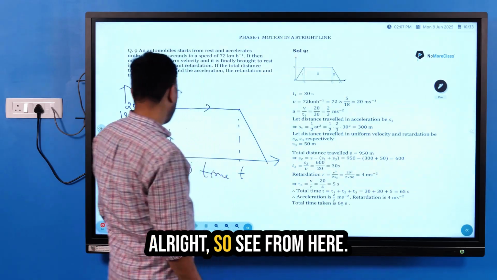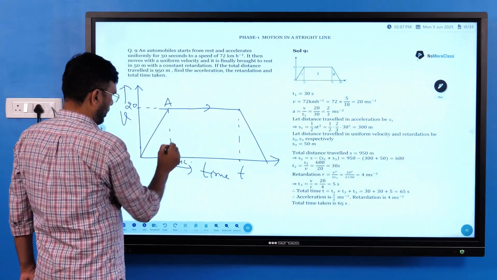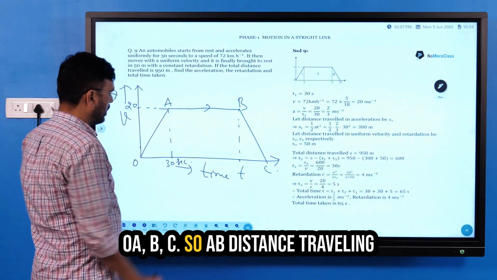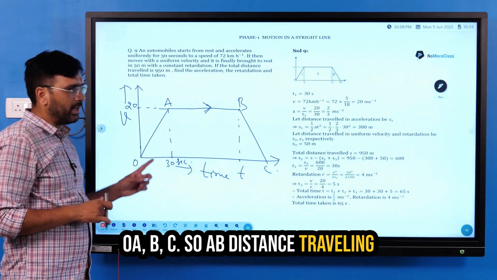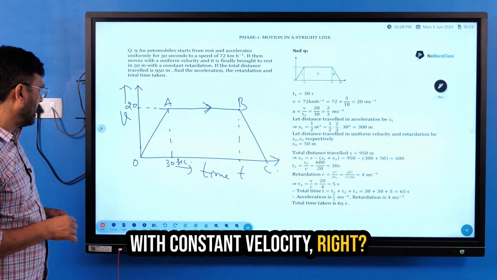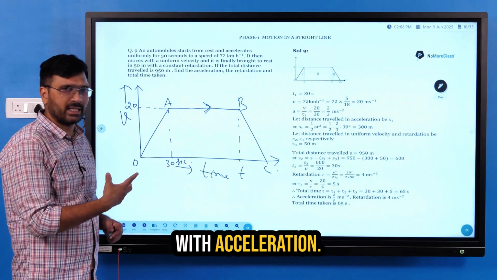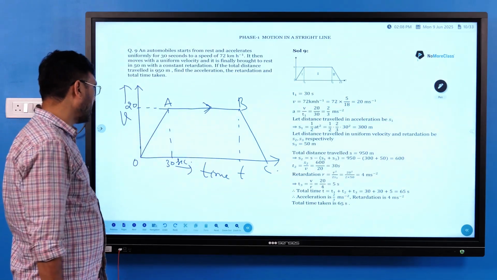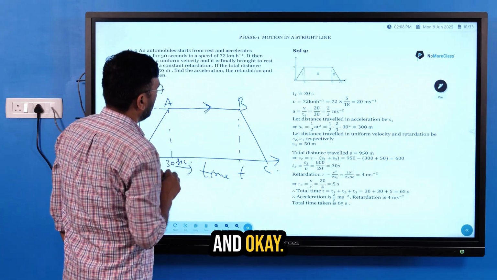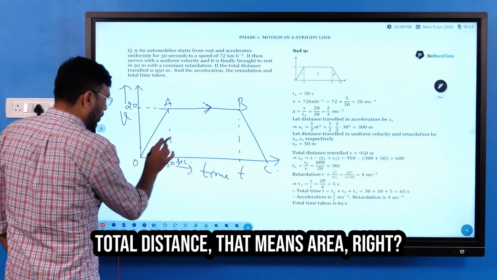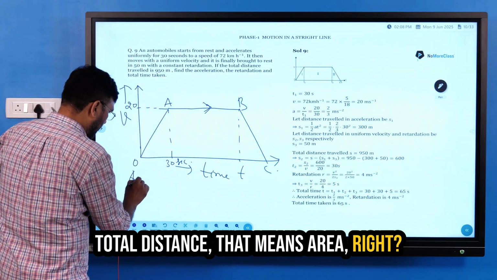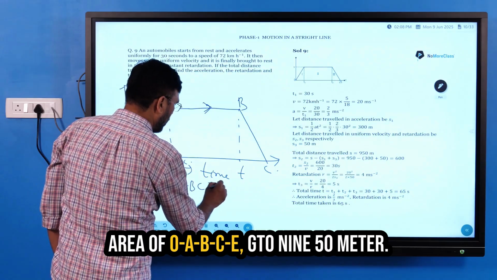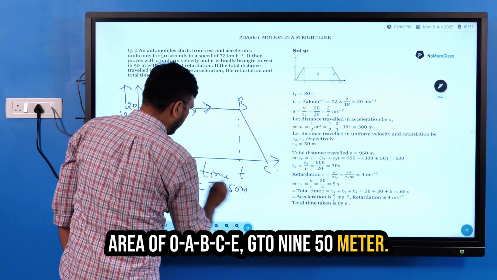So see from here, O, A, B, C. In AB it is traveling with constant velocity, in OA it is traveling with acceleration, and in BC it is traveling with retardation, right? And the total distance means the area. Area of OABC is equal to 950 meters, correct?